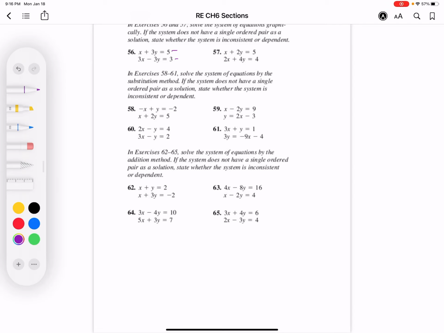Right, question 56 is asking us to solve the system of equations by graphing. So I'm going to start by finding the intercepts. That's the easiest way for me to graph this. So if we set x equal to 0, that's going to give us 3y equals 5, or y equals 5/3. So one point is going to be (0, 5/3).